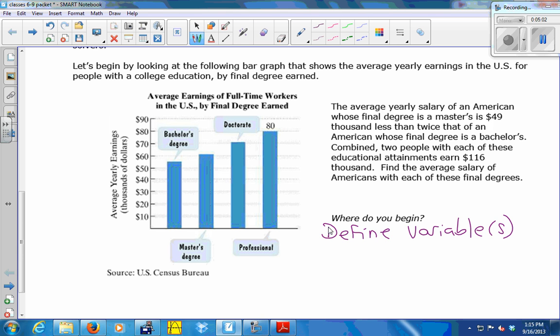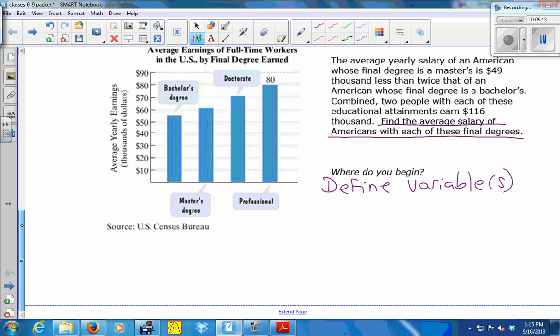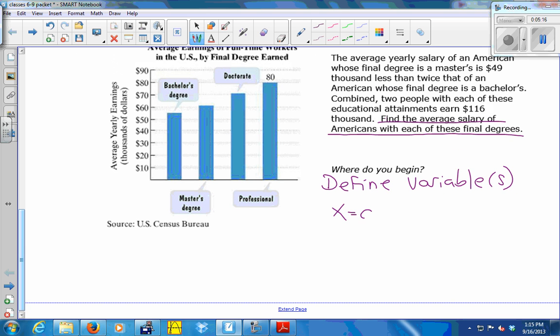So they are asking me to find the average salary of Americans with each of these final degrees. What are these final degrees? Masters and bachelors. Okay, so let's say X will be the average salary for one of them. Which one? Masters. Okay. We'll call it an MA. And then we need something to represent the average salary for a bachelor's degree because they also asked us for that. So we could call it Y, right?